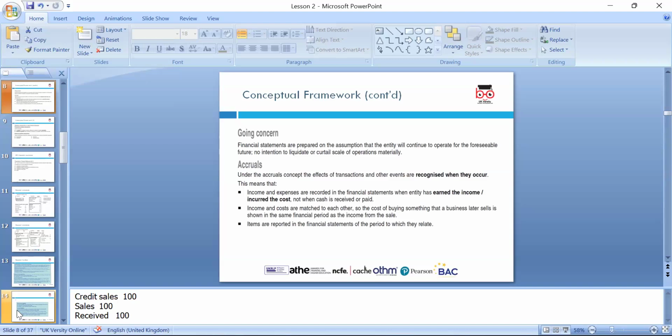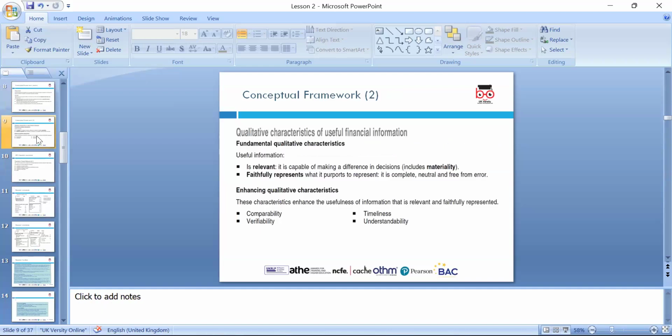Receivable is an asset, sales is of course an income, and we can subtract the cost and say what the profit is. Each year's income and expenditures and items should be reflected in the financial statements. That's quite crucial.